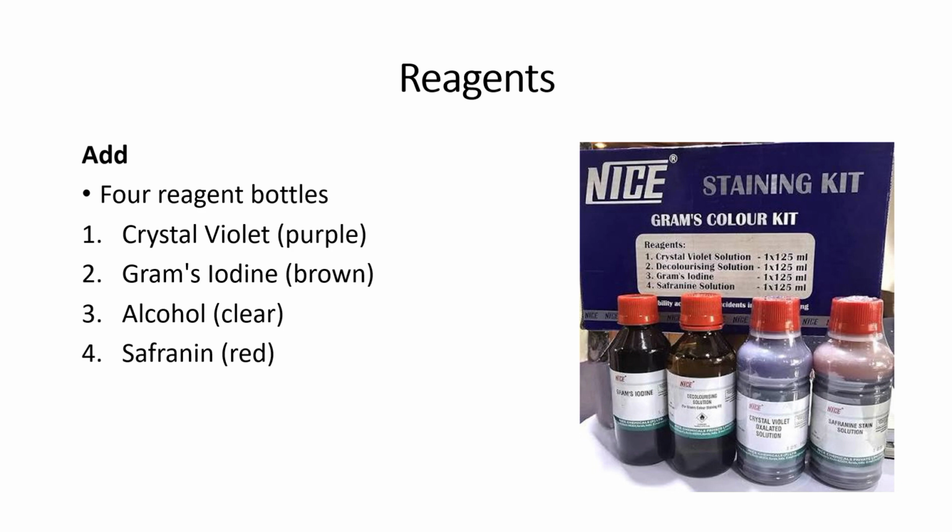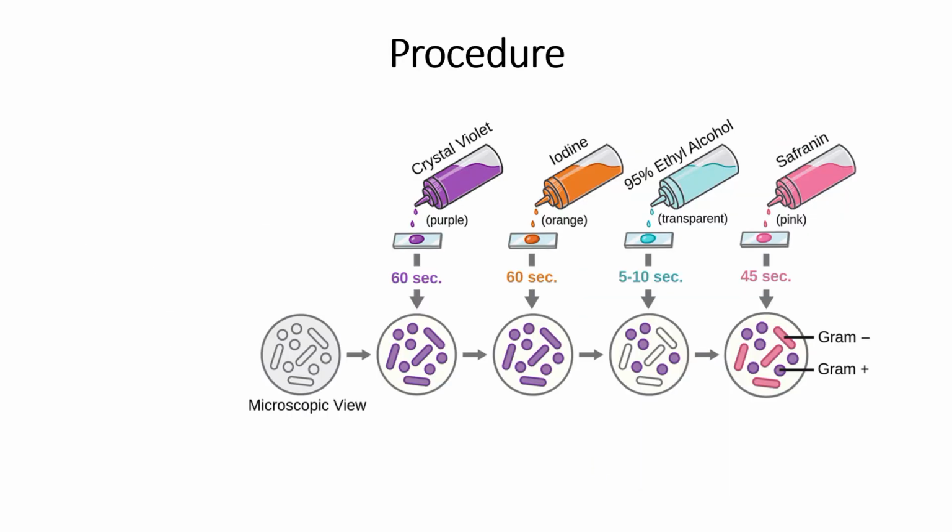Okay, now that we understand the function of each reagent, let's go through the gram staining procedure step by step. The procedure is simple when followed in sequence. First, prepare a bacterial smear on a clean glass slide. Now, add crystal violet and allow it to act for 60 seconds. At this stage, every bacterial cell becomes purple. And then you have to wash it gently with water and then add gram's iodine for another 60 seconds.